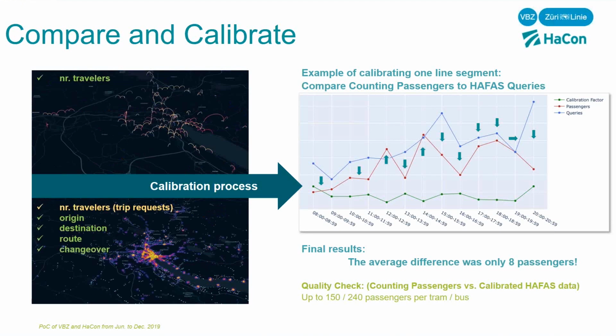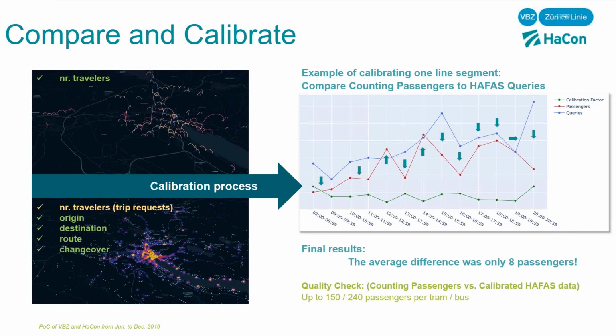Well, this means that we have to create a calibration factor so that we can adjust for these differences and try to get the rate of error down. So we went ahead and calculated what we would consider our calibration factor, and then used this and retested to see what the difference was. After using the calibration, we were able to see the average difference was only 8 passengers. And keep in mind, these are pretty full vehicles at the time because this was before Corona, so there was about 150 to 240 passengers per tram or bus. So the error is actually relatively low.